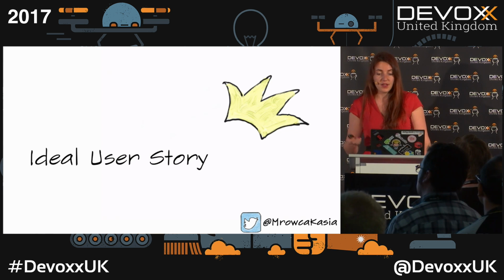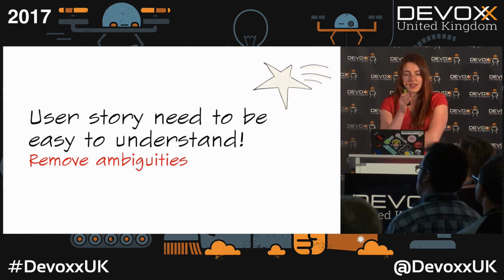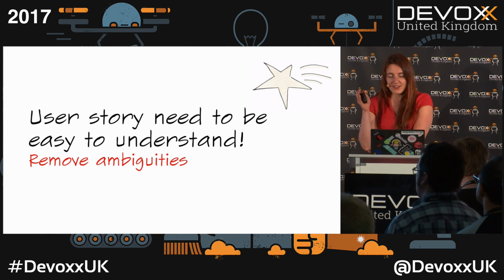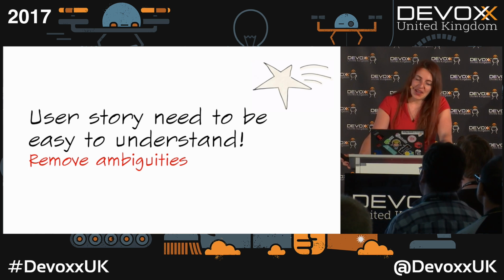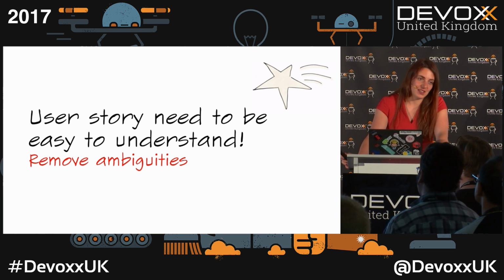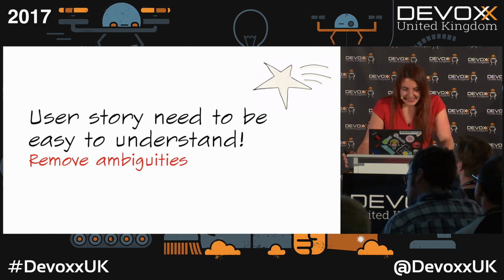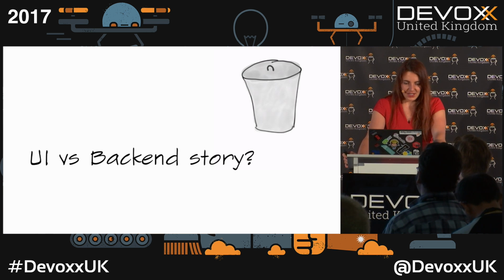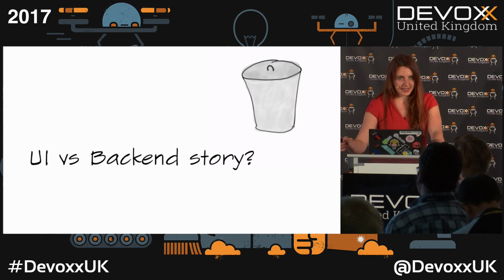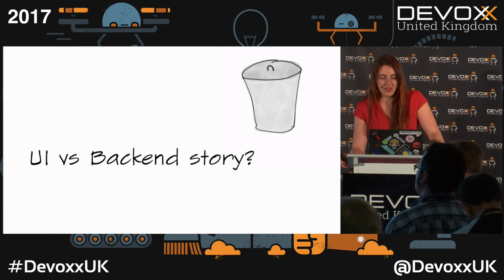Okay, because I'm running short of time and I still have a lot of slides to show, I will speed up a bit. So a user story needs to remove the ambiguities. And basically, my biggest advice is make it cross-functional. UI stories and backend stories separate doesn't make sense. Just imagine you have a button on the screen, you click it, and you can't do anything because it's just displaying. It really doesn't have any business value.